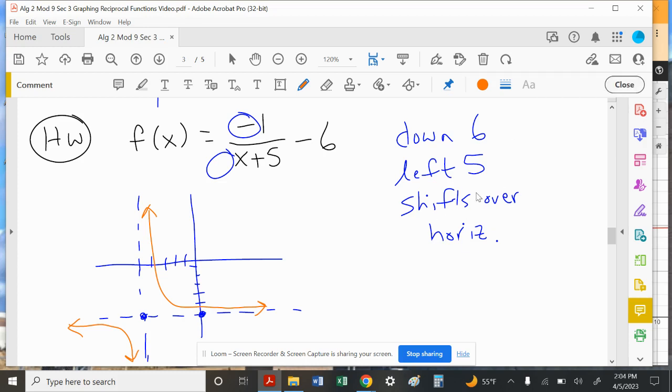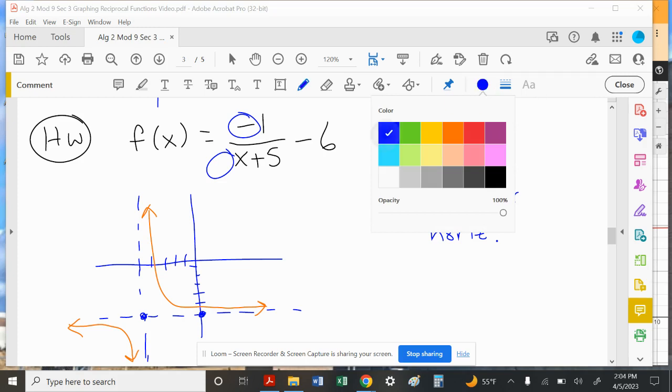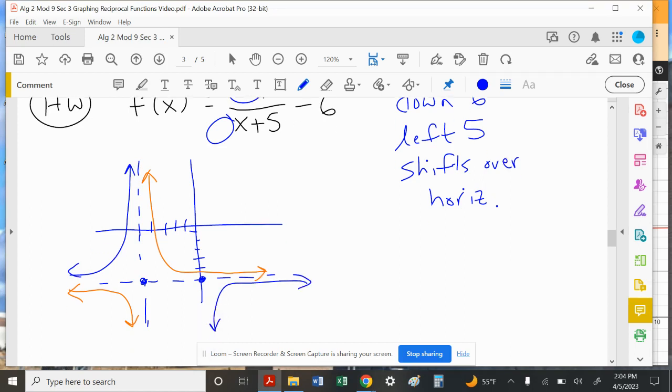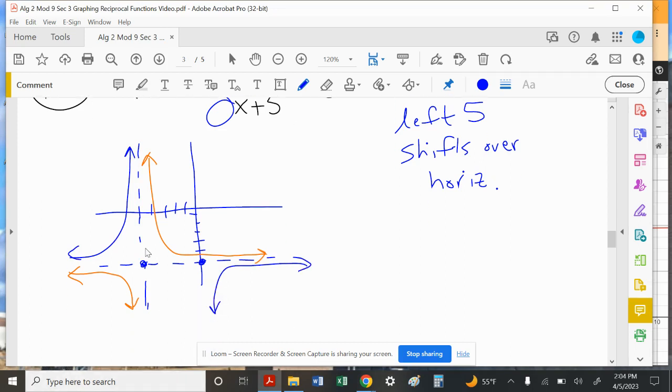And now it's going to shift over the horizontal. So that means if I were to draw it in blue, it should look something like that. Oops, didn't draw it very well. Okay, and down like that. So we can kind of see where it is. Notice here at this point, which is located at -5, -6, is where that center point is.